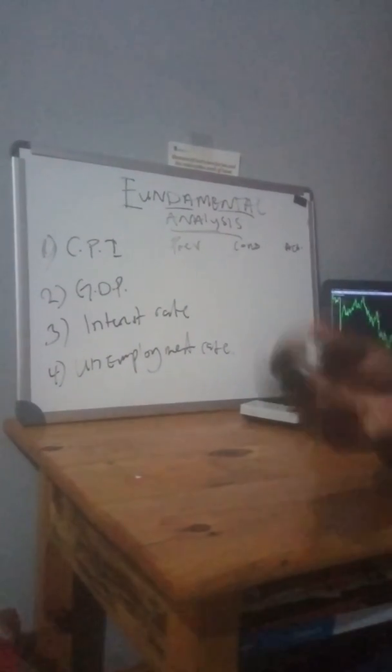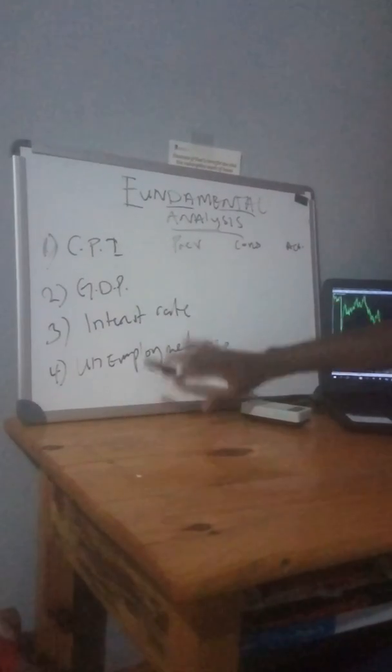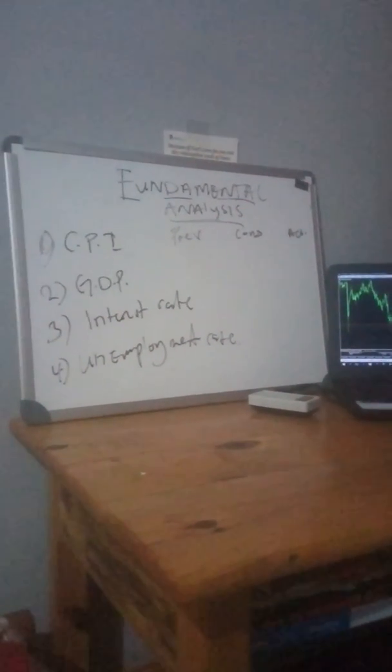So what is the previous figure? The previous figure is, if you're looking at the CPI, GDP, or unemployment rate, the previous figure for the consumer price index, say we're looking at Canada or USA.